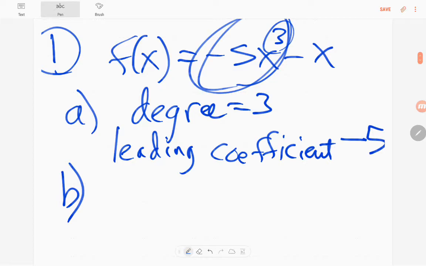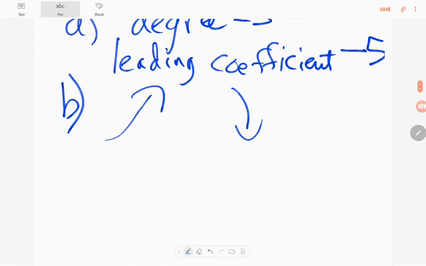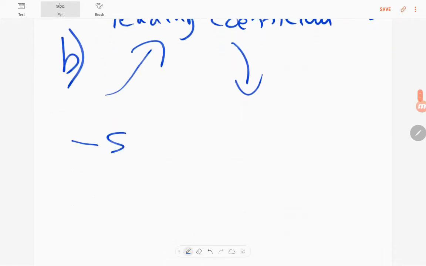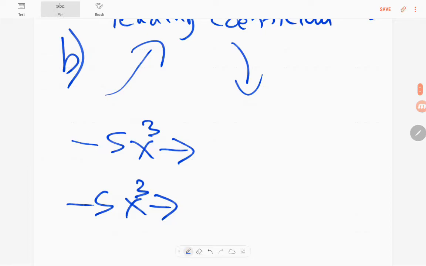Describe the end behavior of the graph of the function. Well, the end behavior is, does the curve go up like this or does it go down like that as x goes to plus or minus infinity? And to answer that question, you have to look at the leading term, which is negative 5x cubed. So usually what I do is this. I'll consider what happens to negative 5x cubed as x goes to plus infinity in one case, and as x goes to minus infinity in the other case.